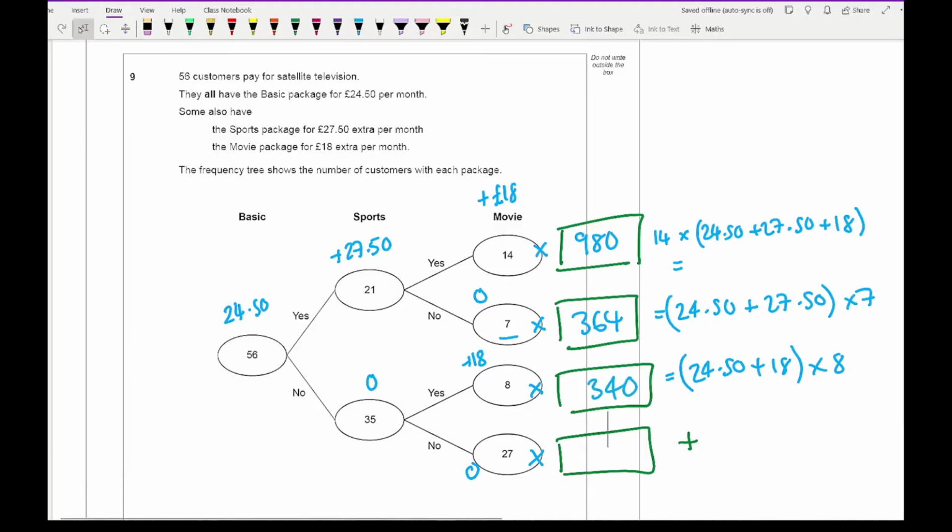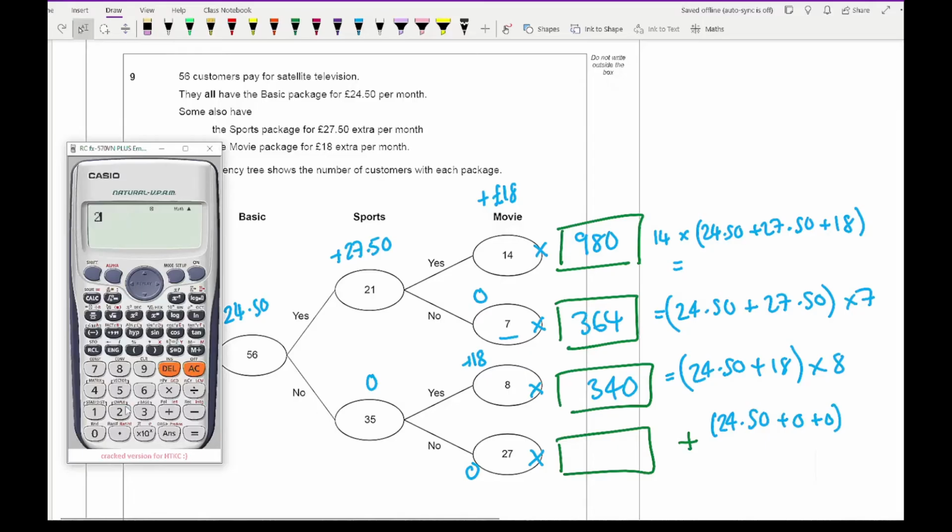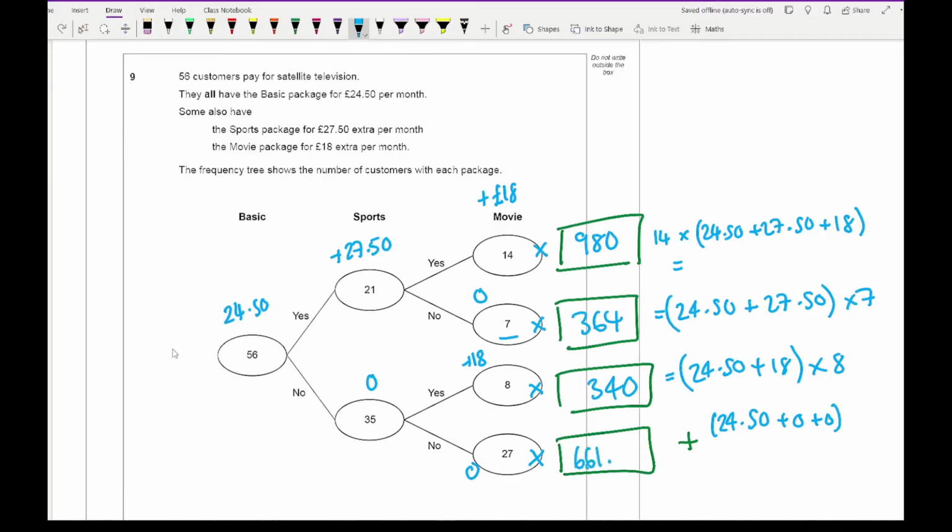And then on the final one, it's £24.50 plus 0 plus 0, so that's just £24.50 times 27, so 27 multiplied by 24.50 equals £661.50. So now what I need to do is simply add those 4 amounts up.